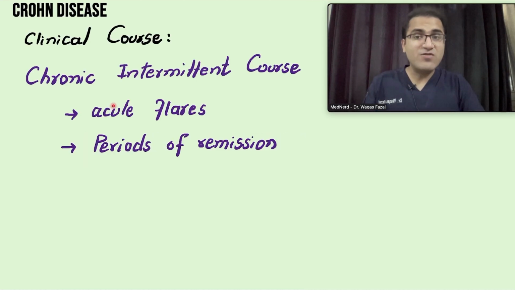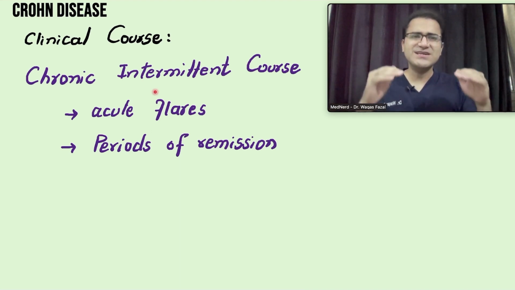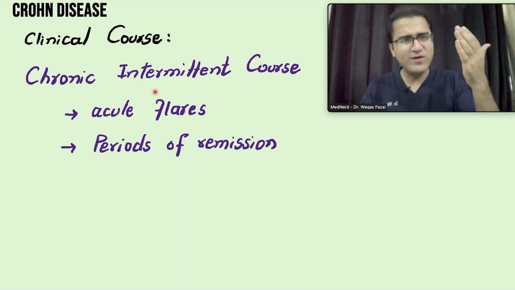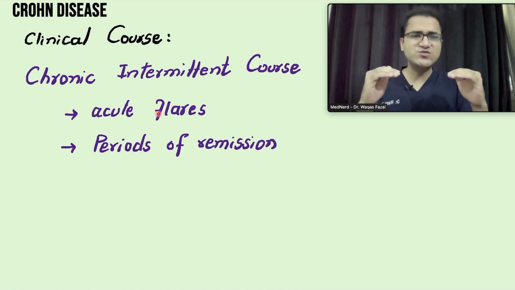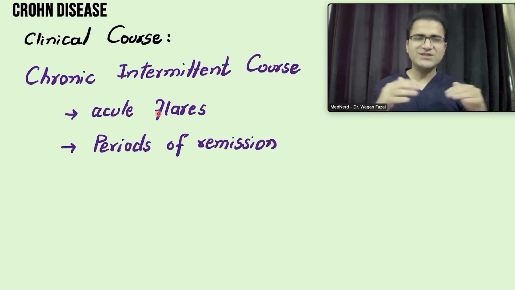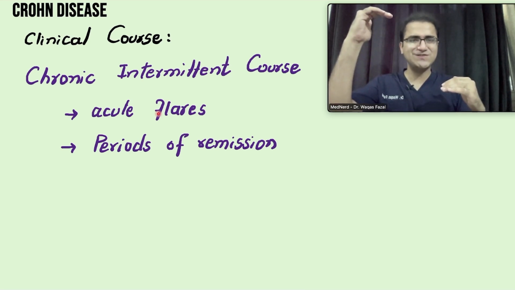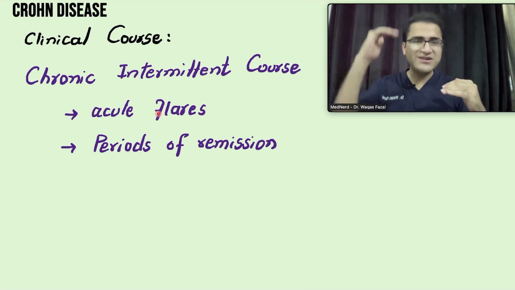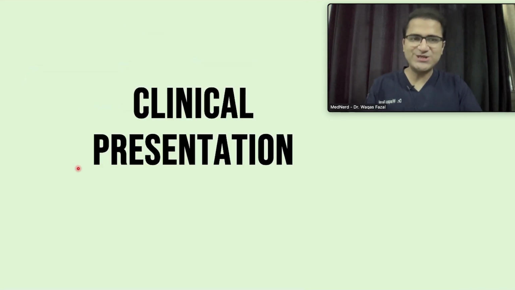These patients usually have a chronic intermittent course. Chronic means that these patients will be sick most of the time in the year. And intermittent means that sometimes these patients will have acute flares, acute worsening of the disease. And in between those acute worsenings, there will be periods where these patients will be totally normal. These patients will be feeling totally fine, and all of a sudden their condition worsens and they get these acute flares of the disease. And then the condition remits and these patients are totally fine. So there is a chronic intermittent course where there are acute flares and periods of remission where the patient is totally fine. Now, what is the clinical presentation of Crohn's disease?